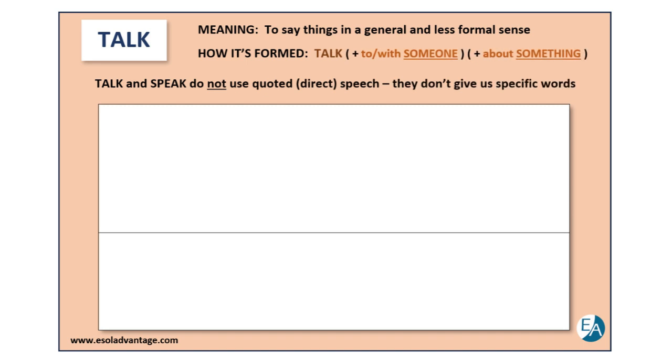Talk optionally to someone or with someone and about something. Talk to or with someone about something, but we have a lot of different options when we use talk. Remember that talk and speak do not use quoted direct speech. Unlike say and tell, talk and speak don't give us specific words. So let's look at a few examples.